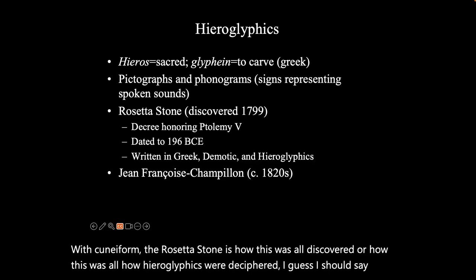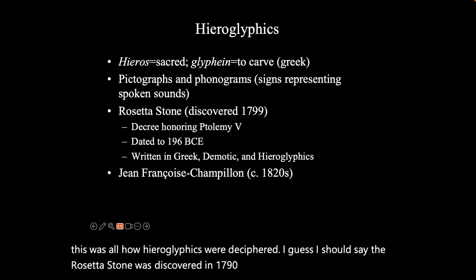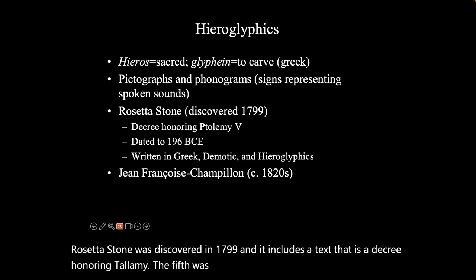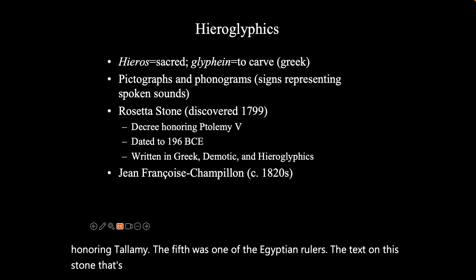The Rosetta Stone was discovered in 1799, and it includes a text that is a decree honoring Ptolemy V, one of the Egyptian rulers. The text on this stone, that's carved into this stone, dates to about 196 BCE.